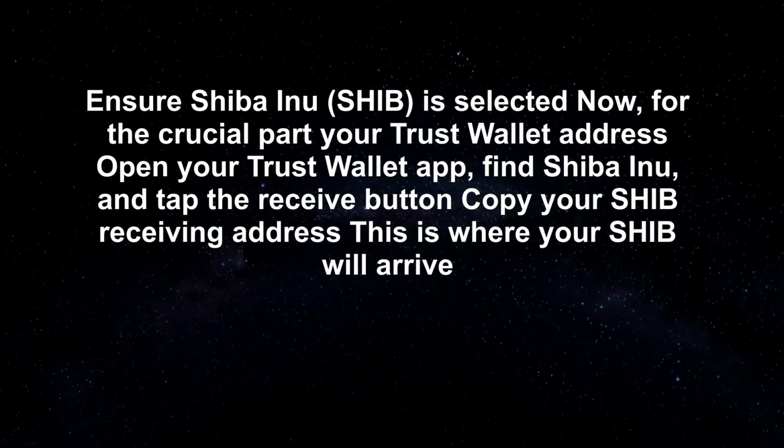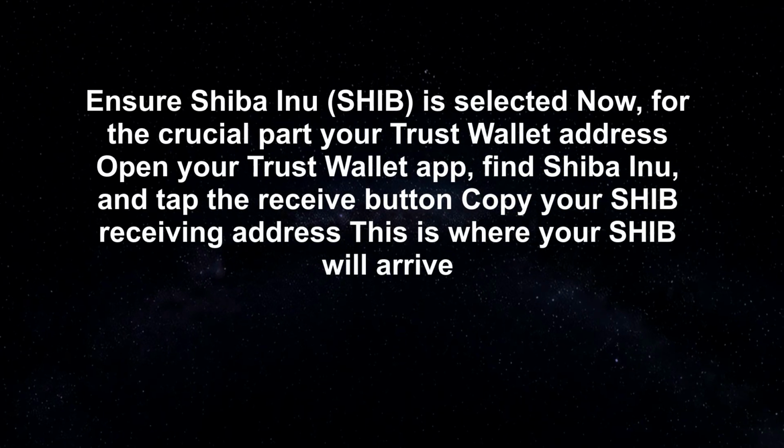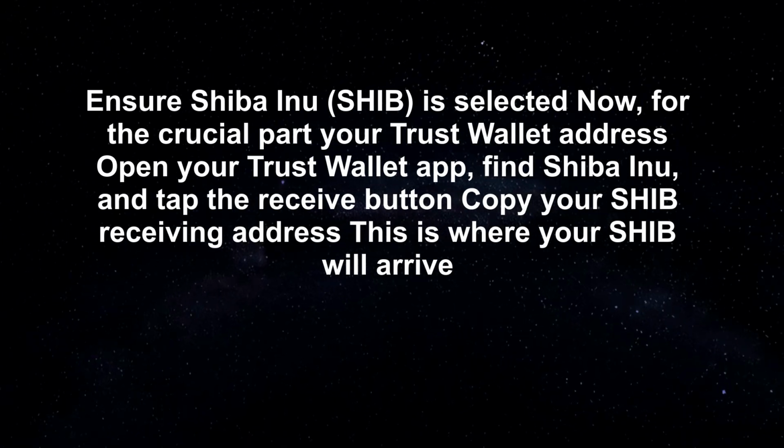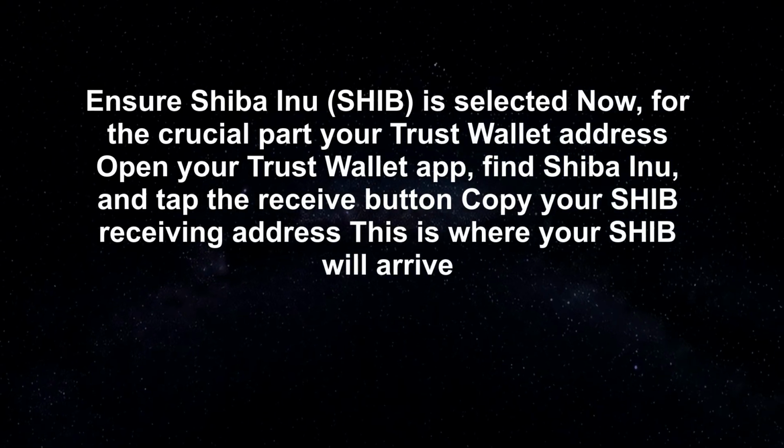For the crucial part, your Trust Wallet address. Open your Trust Wallet app, find Shiba Inu, and tap the Receive button. Copy your SHIB receiving address. This is where your SHIB will arrive.